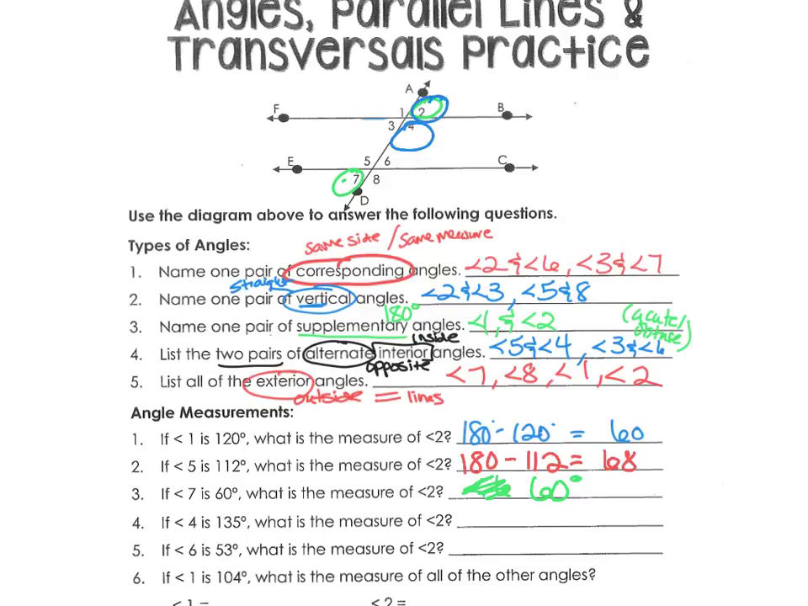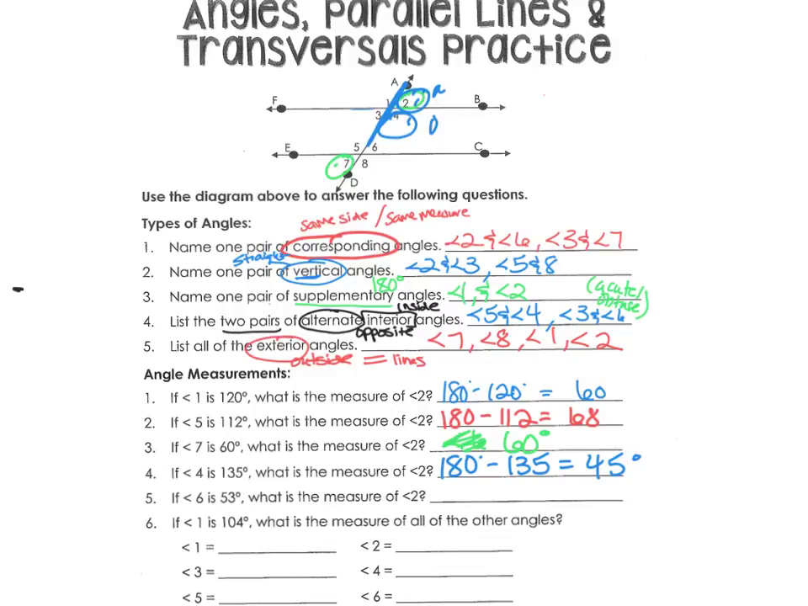Again, we look at the relationship there. They're just right next to each other. We've got an acute and we've got an obtuse. They're on a straight line, so together they add up to be 180. So 180 minus the 135 gives me 45. So 45 degrees.